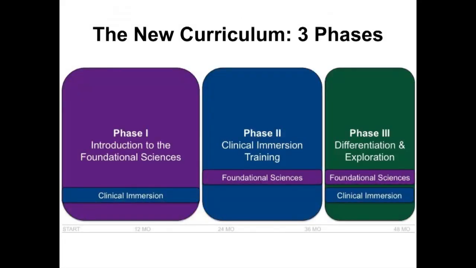In phase 3, differentiation and exploration, students are becoming more the kind of physician that they envision. They may be choosing to be an internist or a pathologist or a surgeon. And so they're choosing rotations that are particular to their specialty. However, there are common themes in the experience in that phase that all students would have. One, all students would have a required sub-I. And all students would have a new rotation that I'll describe next that is one of our ways of embedding the foundational sciences in this phase of the curriculum too.